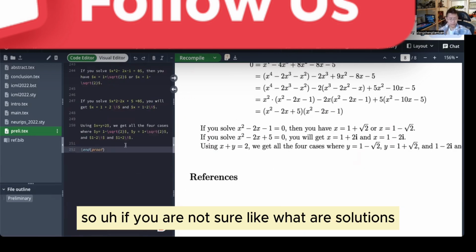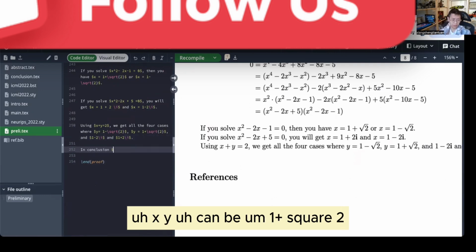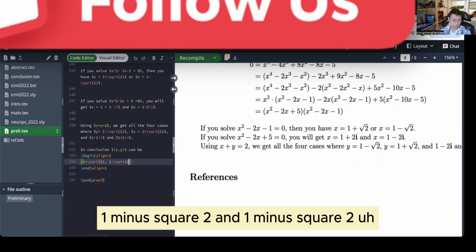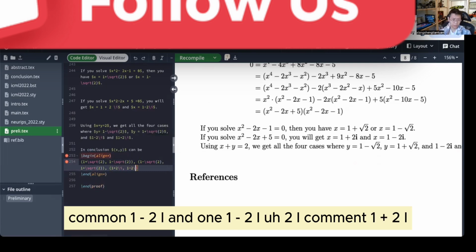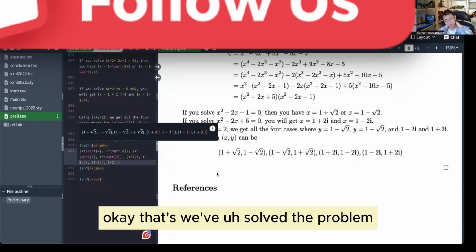So if you are not sure what the solutions are, I summarize in conclusion: (x, y) can be (1 plus square root 2, 1 minus square root 2), (1 minus square root 2, 1 plus square root 2), (1 plus 2i, 1 minus 2i), and (1 minus 2i, 1 plus 2i). Okay, thus we've solved the problem.